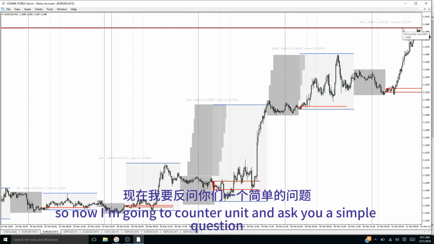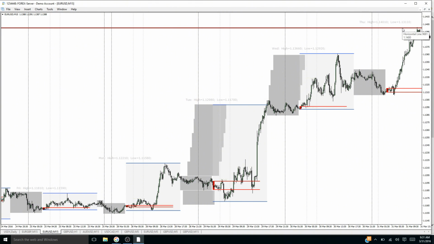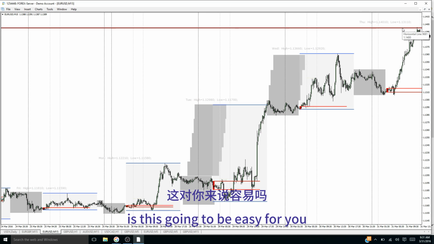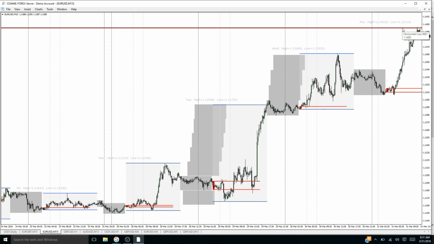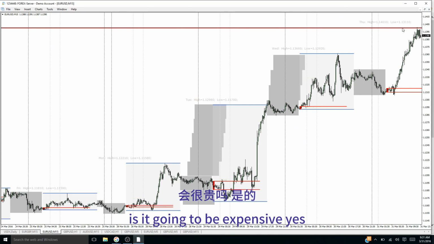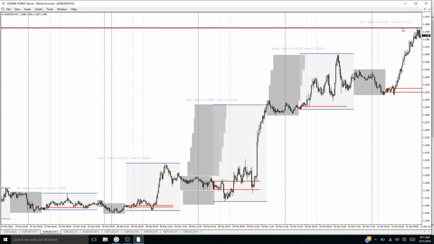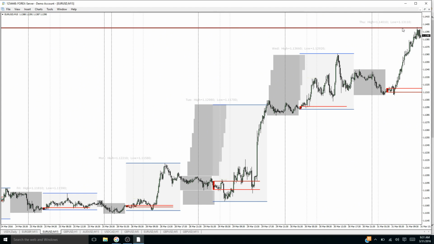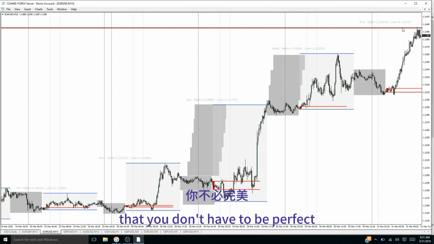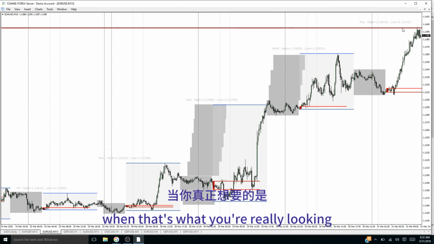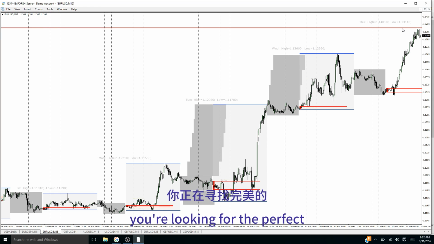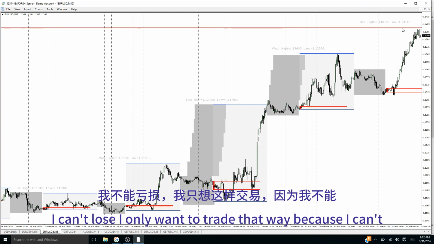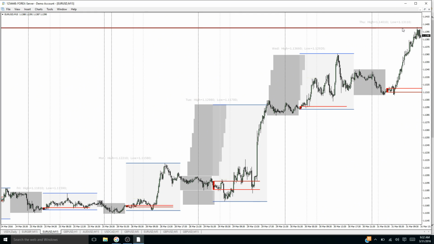So now I'm going to counsel you and ask you a simple question. Is this going to be easy for you? No. Is it going to be expensive? Yes. It's going to require you to believe that you don't have to be perfect, when that's what you're really looking for right now. You're looking for the perfect, I can't lose, I only want to trade that way because I can't take the risk.